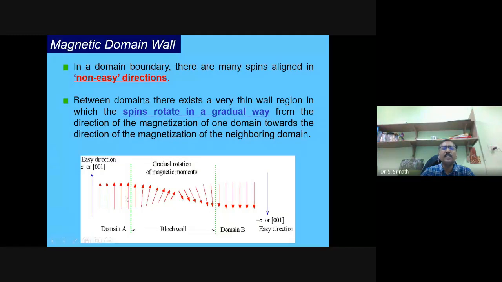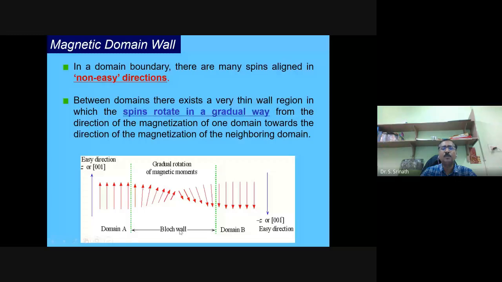Okay, if you can divide this over a number of spins, then the cost in energy will be minimum. I will show you why it is so, but please listen now. The energy can be minimum if this flip is spread over a number of spins, and this is what happens in a real material.